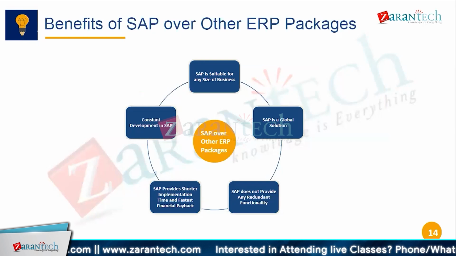For one, SAP is suitable for any business size. It's a global solution. Nowadays, since companies are spread out all over the world, with the way its solution is set up, you can bring uniformity, whether your company is based in America, Europe, India, or the Far East, like Japan. It is a global solution. It does not provide any redundant functionality. That means there's no duplication of work, where someone has to do something twice.